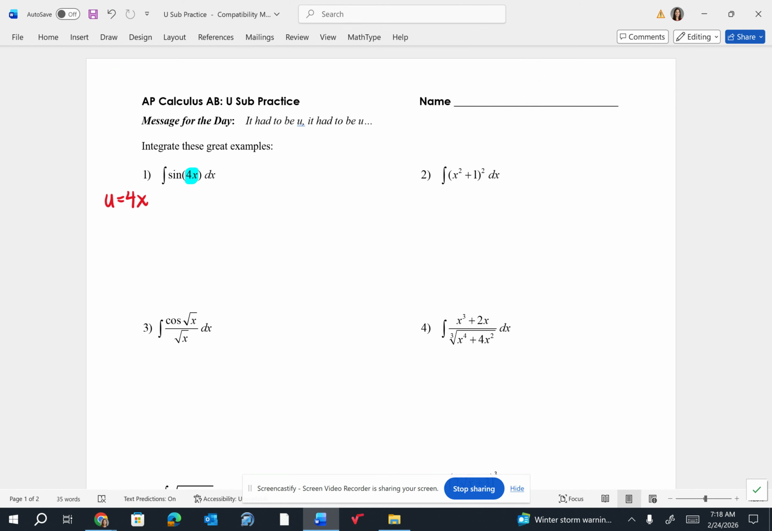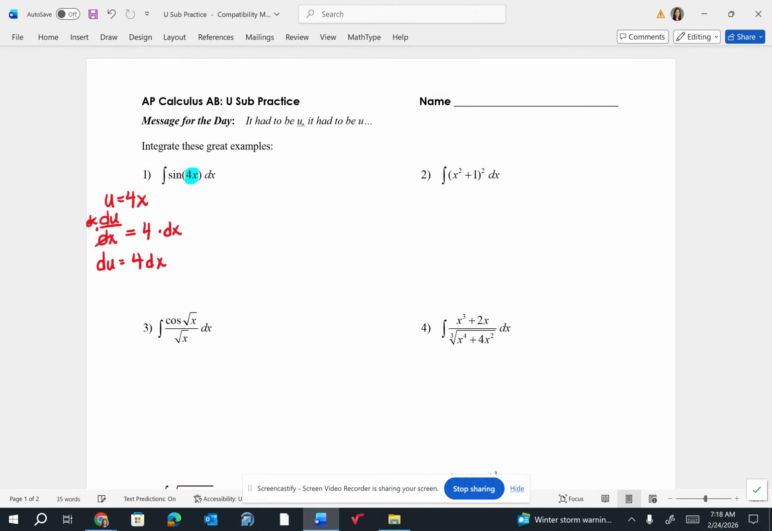And then the next thing that I do is I take the derivative of both sides. So there's a variable mismatch. So the derivative of u is du dx. The derivative of 4x is just 4. And then I can solve both sides for du. So this is kind of the way that we'll start each of these u substitution problems.